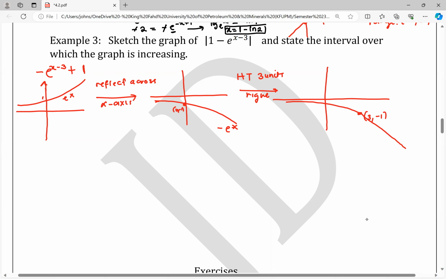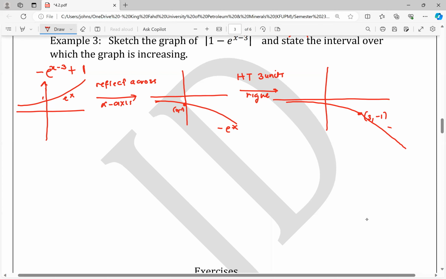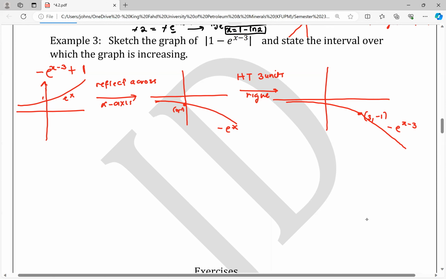Something like this. So this is going to be e to the power minus x minus 3. So finally, we just need to go 1 unit down. Now this will be a vertical translation, not 1 unit down, but 1 unit up.